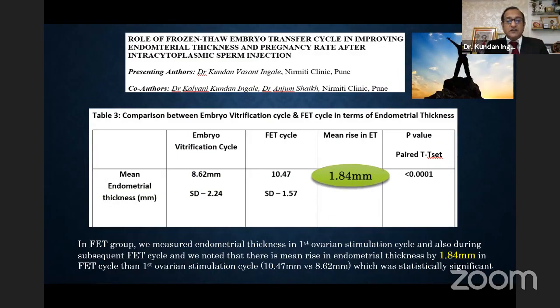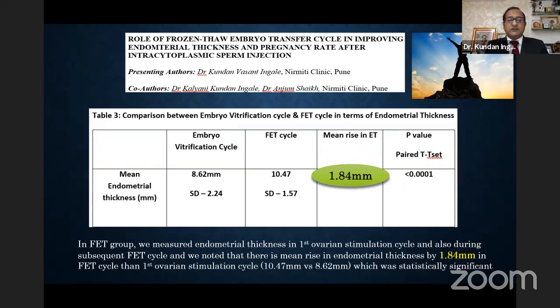And all these patients which we randomized were having different responses. We included all poor, hyper and normal responders in a similar group. We did not differentiate them according to ovarian response.